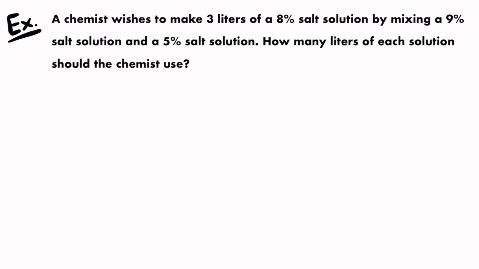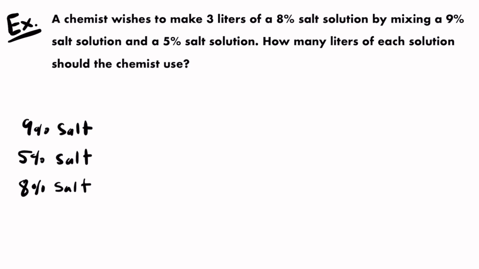Okay, so very similar to our previous example, we have 2 different solutions that are being combined to make another solution. In this case, we are combining a 9% salt solution and a 5% salt solution to make an 8% salt solution. So let's begin by drawing out a chart, and that will help us figure out how to solve this problem. So we have a 9% salt solution and a 5% salt solution, and those are being combined to make an 8% salt solution.